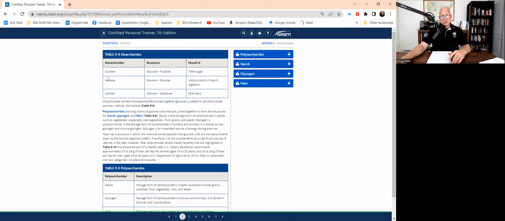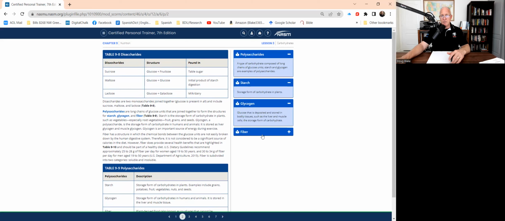One of the interesting things here, of course, is that we have what's known as high fructose corn syrup, and these are things that in the real world you want to stay away from as much as possible. Polysaccharides are longer chains of glucose units, right? These are your memorization points right here.